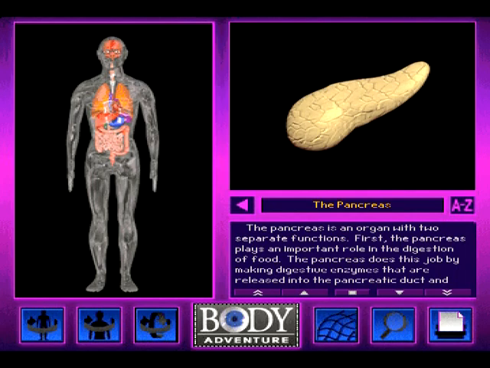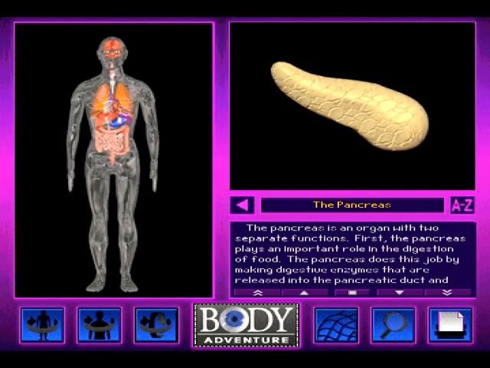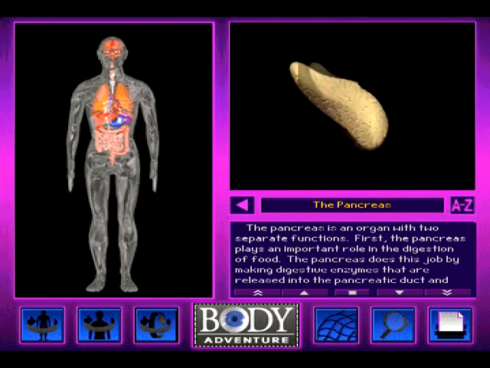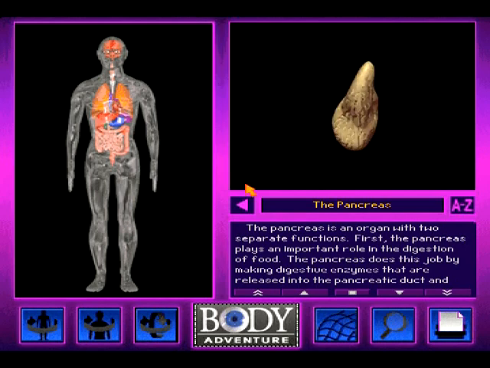The pancreas. The pancreas is an organ with two separate functions. First, the pancreas plays an important role in the digestion of food.